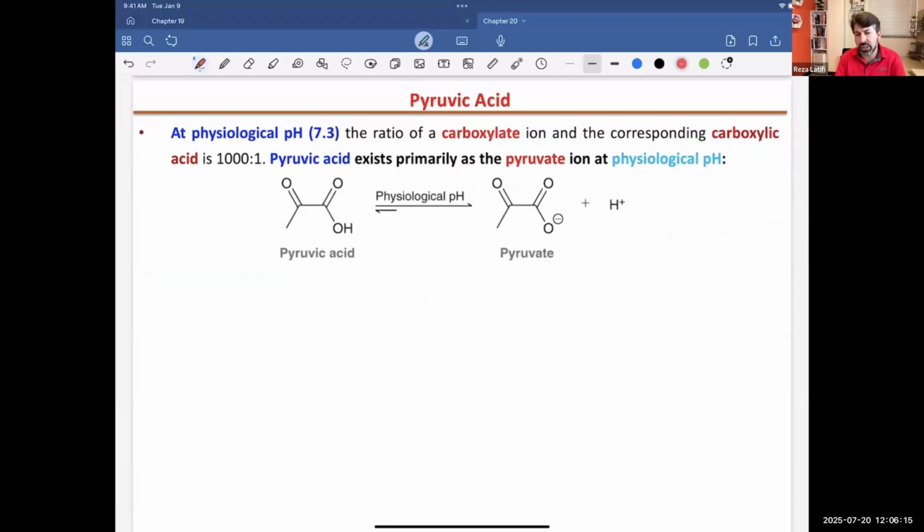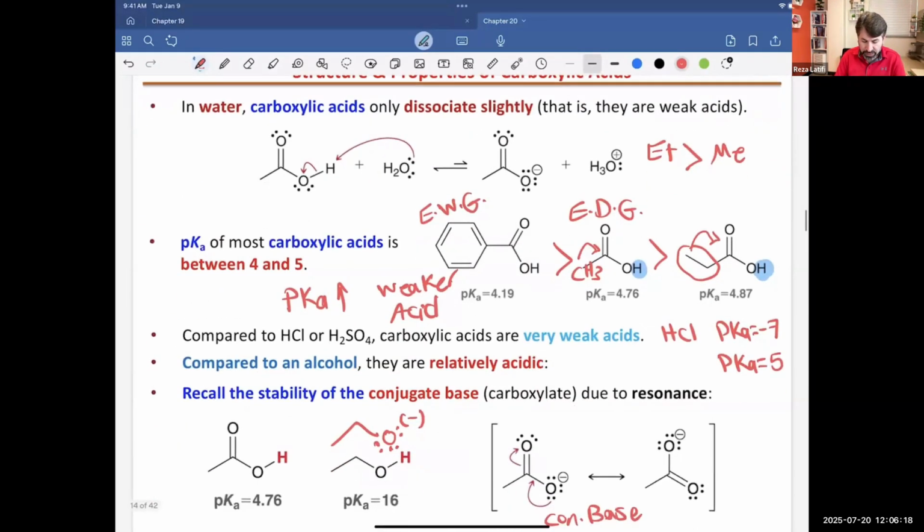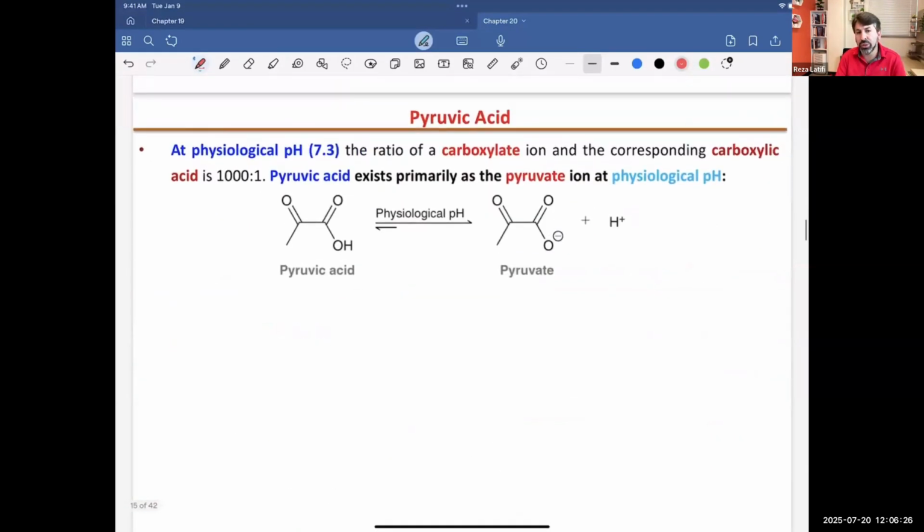And so I mentioned that, if I go back for a second here, the pKa for most of the carboxylic acids is between 4 and 5. And we know we have many of those carboxylic acids in our body. One of them is pyruvic acid. It's an acid that is actually involved in the Krebs cycle, or the citric acid cycle.